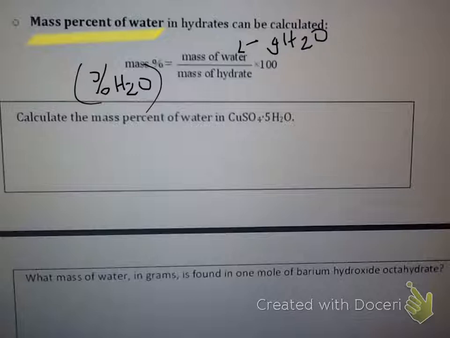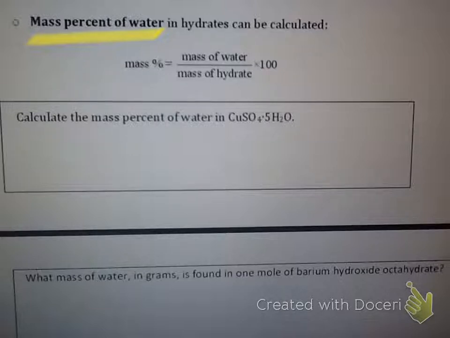And we're going to use the grams on the periodic table to calculate this. The mass of the hydrate will be the grams of the salt in the equation plus the grams of the water. So it's the part over the whole. It's not the water divided by the salt. It's the water divided by the mass of the salt plus the mass of the water, the entire thing, times 100. So let's practice calculating the mass percents of water in each of these hydrates below.